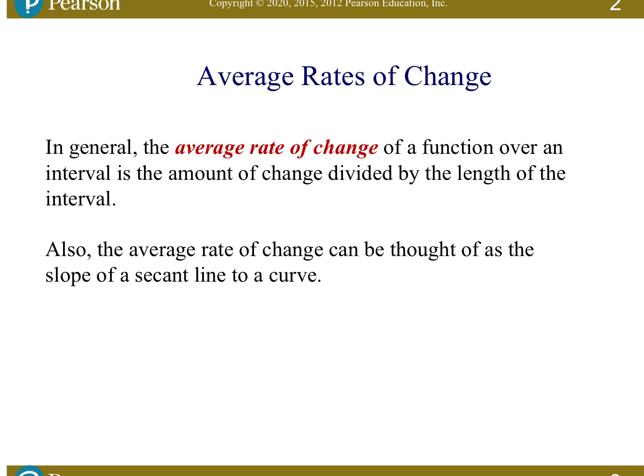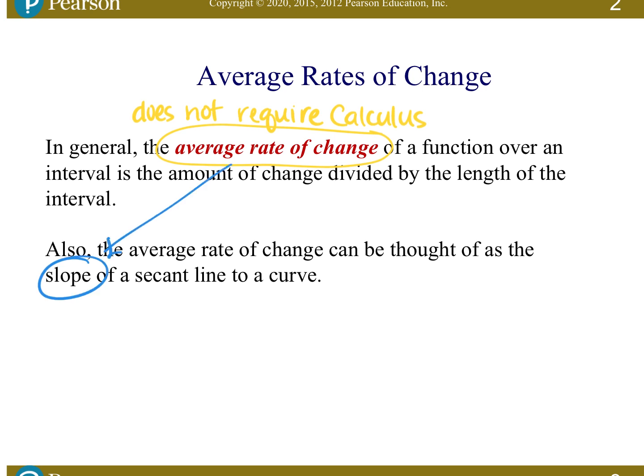All right. Let's start with defining the average rate of change. This idea of something being average does not require calculus. In fact, you start learning this in Algebra 1. The average rate of change is the same thing as the definition of slope. These two things are equal to each other. You learned to define slope back whenever you learned Algebra 1, whether that was in middle school, 7th grade, 8th grade, whenever you learned slope, you were learning the average rate of change.